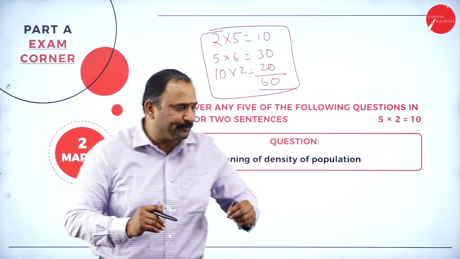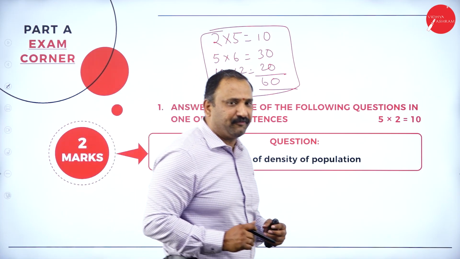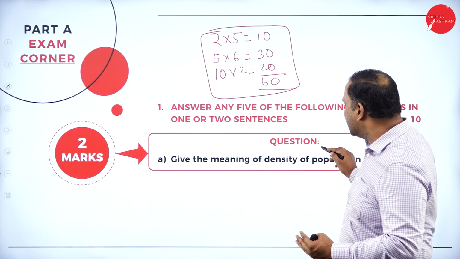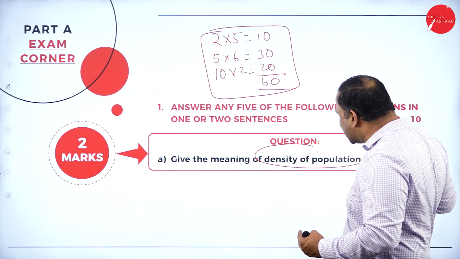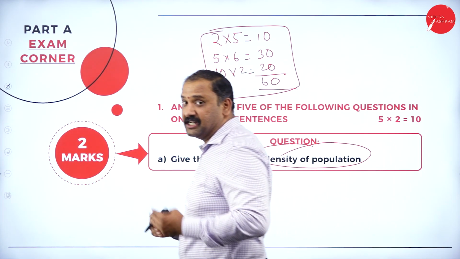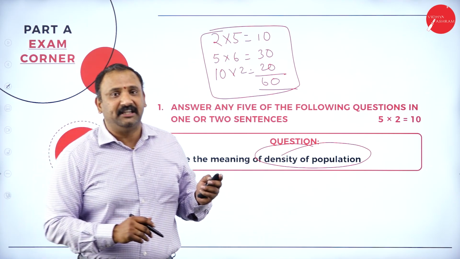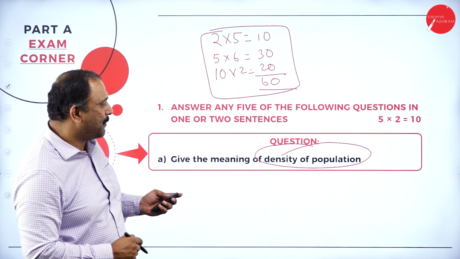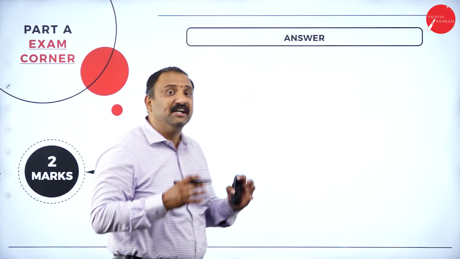So let me start with Part A, where I'm going to start with the first question to you. The first question that was given here is, give the meaning of density of population. Now please understand the question very clearly. They have asked you density of population. So what would be the answer?